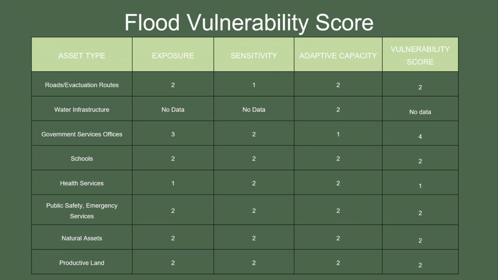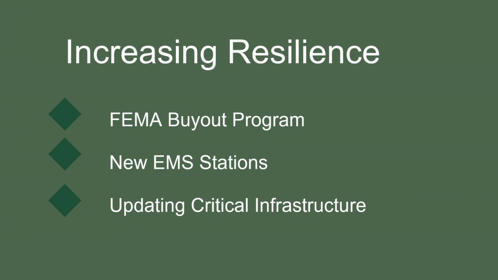So overall, Jones County was looking not so bad, besides their government offices, which did tend to be built in that 250-meter buffer zone, which made them a little bit more vulnerable. But this is very useful when applying to flooding. These were some things that Jones County was actively doing to increase resilience. The FEMA buyout program is a very popular choice for people who are looking to relocate outside of the floodplain. They were building new EMS stations to expand capacity, and we did some analysis on that, and also updating critical infrastructure like the government offices.